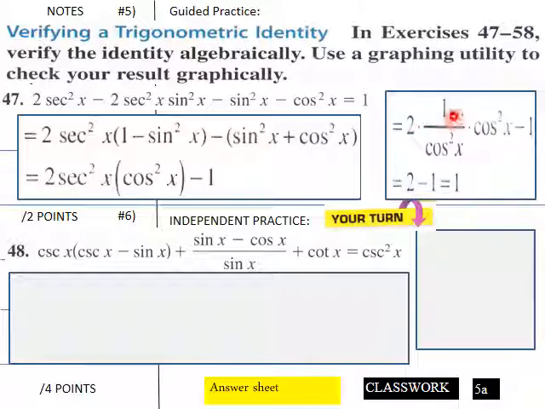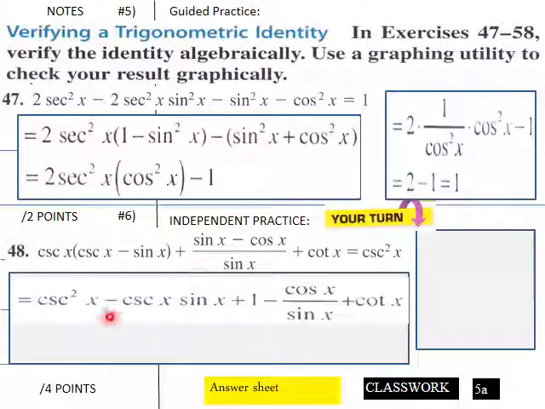This becomes 2 over cosine squared x times cosine squared x minus 1. This would equal 2, and then you subtract this 1 from this quantity here, and you have 2 minus 1 would equal 1. So it's kind of an elaborate layers of Pythagorean identities. And then down here, cosecant x times cosecant x minus sine x plus this quantity here plus cotan x equals cosecant squared x.